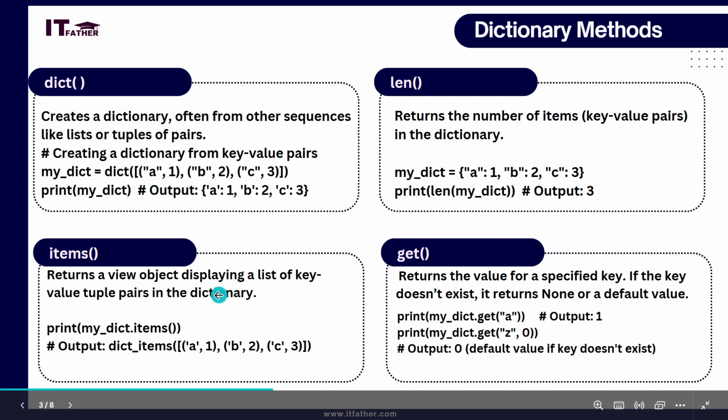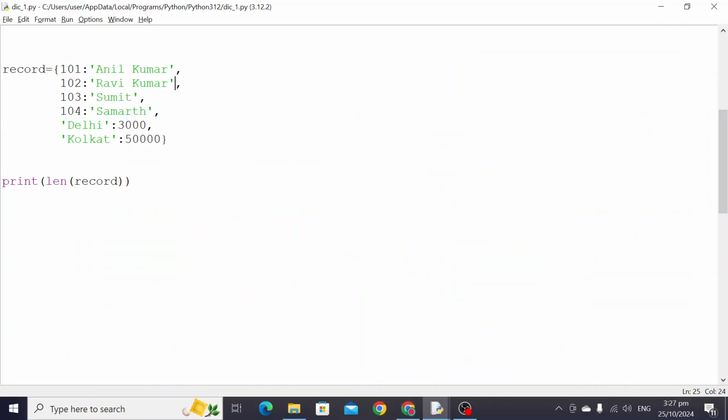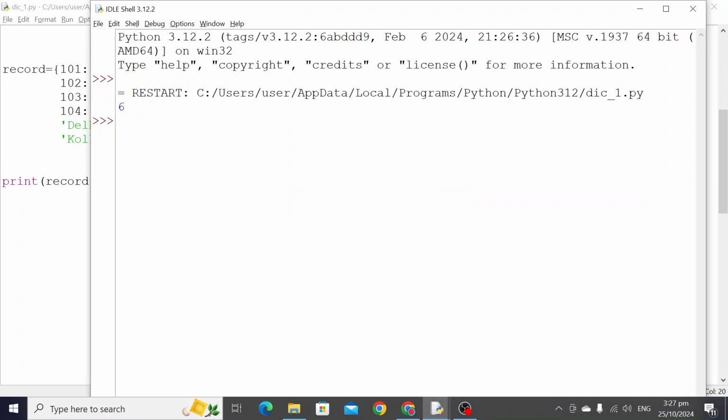Next we have items. The items function returns an object displaying a list of key value pairs in the dictionary. It means from the dictionary, if you want to get the key value pairs separately, then we can use items. We have already discussed it, but again let us check. Use record dot items, right? Now let's see the output.